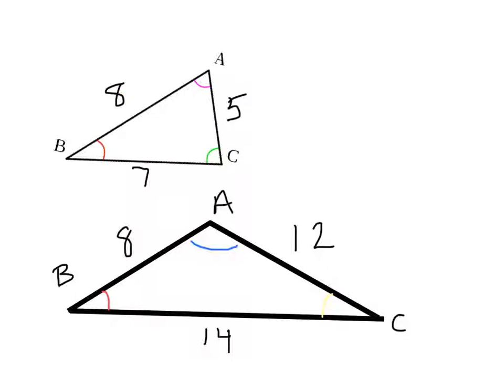8 to 8, that's multiplying by 1. 7 to 14, that's multiplying by 2. And 5 going to 12, that's multiplying by 2.4. That's 3 different numbers. That does not keep the figures similar, so we do not have similar figures here, and they're definitely not congruent either.